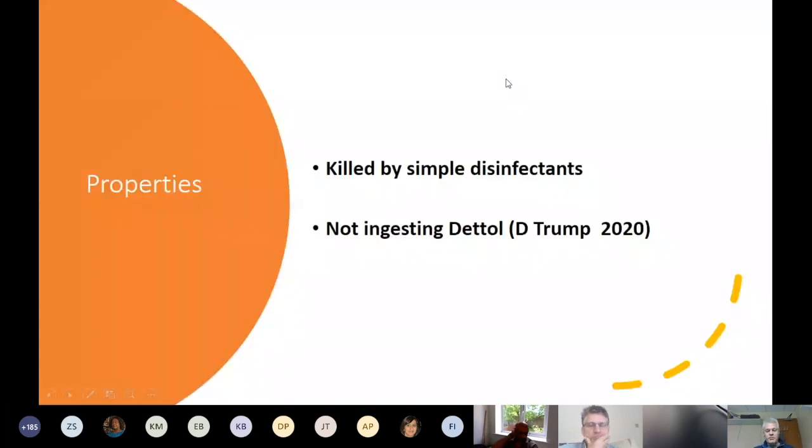Now, what else do we know about the properties of the virus? We know it's killed by simple disinfectants, but not by ingesting disinfectants such as Dettol, as suggested by Donald Trump earlier on in the month. I cannot believe that, but what chaos that gentleman sometimes causes. So definitely not ingestion, either injection or drinking, not a great idea.